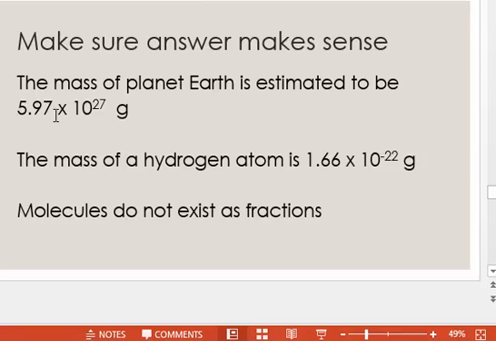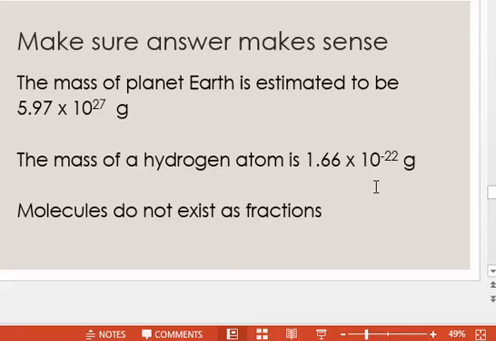The mass of planet Earth is estimated to be 5.97 times 10^27 grams. If you end up with a mass that is on the order of magnitude of Avogadro's number, or our planet, something is usually wrong.